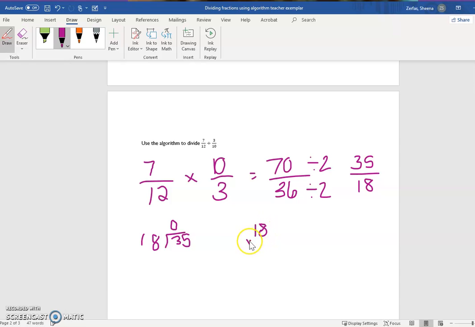So 18 times 2 would be 36. Okay, so that's too many. So I'm only able to make one group of 18. 1 times 18 means I'll be subtracting 18 here, leaving me with 17. So my final answer after all those steps, the 1 up here becomes my whole number. I have 17 left over out of 18.